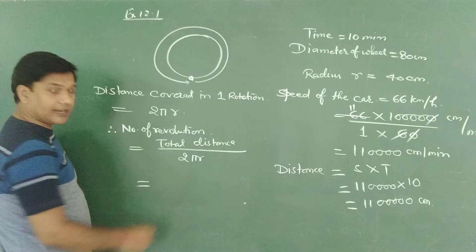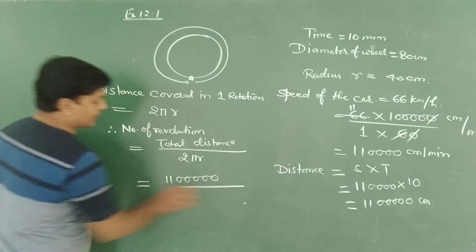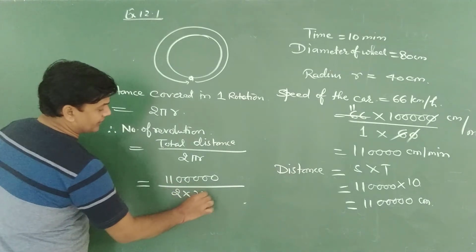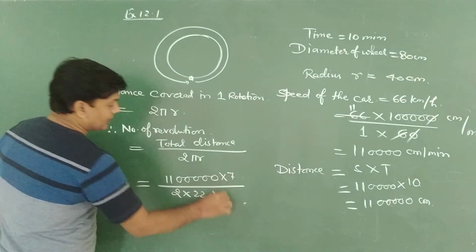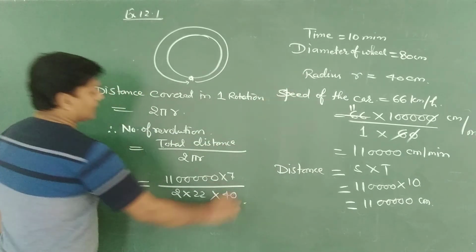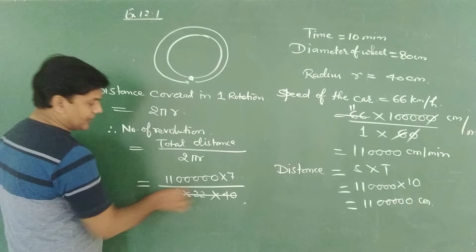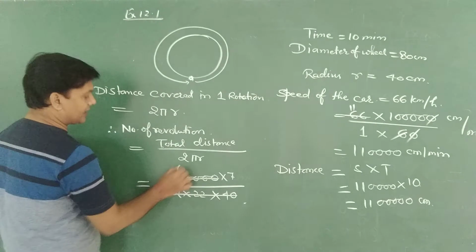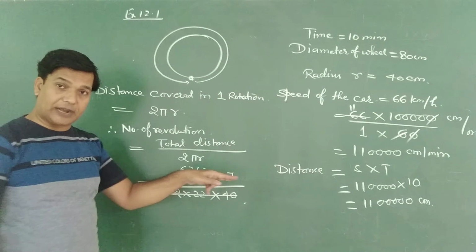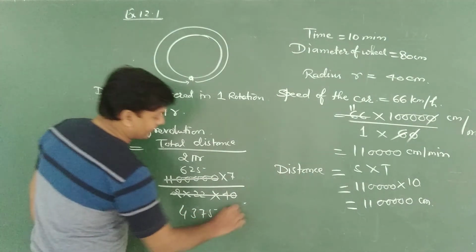So 11 lakh centimeter, the total distance covered by that car, divided by 2 pi r, which means 2 into pi, that is 22 by 7, and r, that is 40 centimeter. Now we are going to divide this. Cancelling all these and dividing 11 lakh, you will get 625. And 625 multiplied by 7 gives 4375 number of revolutions.